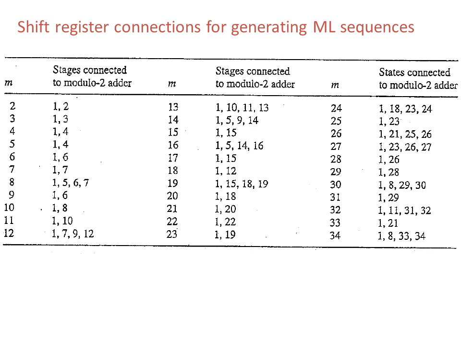And if you see the table here, if m is equal to 8, the stages connected to modulo 2 adder are 1, 5, 6 and 7. That means if m is equal to 8, the output of the first shift register, the fifth shift register, the sixth shift register and the seventh shift register should be connected to modulo 2 adder, and the output of that should be connected to the first shift register. And similarly, we can get the stages connected to modulo 2 adder from this particular table for the different values of m.